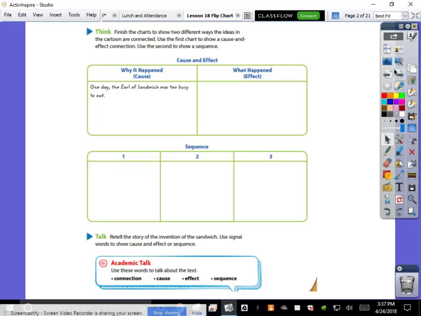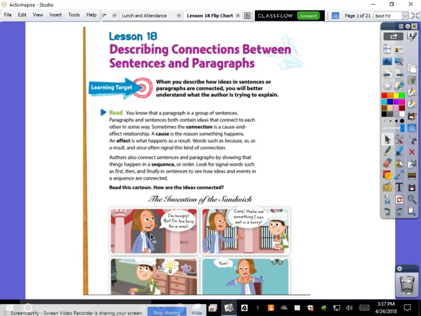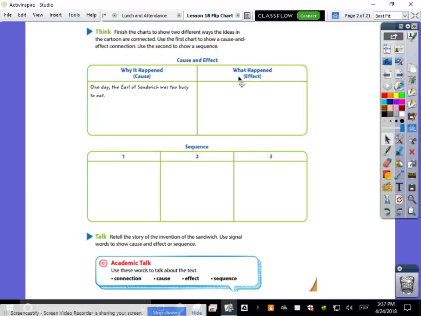Well, what do you think the effect to be? He was too busy to eat, so he told a chef to make him something. He didn't want to wait for a meal, so the chef made him something real quick and fast, like a sandwich. So the effect of that is the sandwich was invented. This is, of course, a fictional story, but it's a cute little way for it to be done.